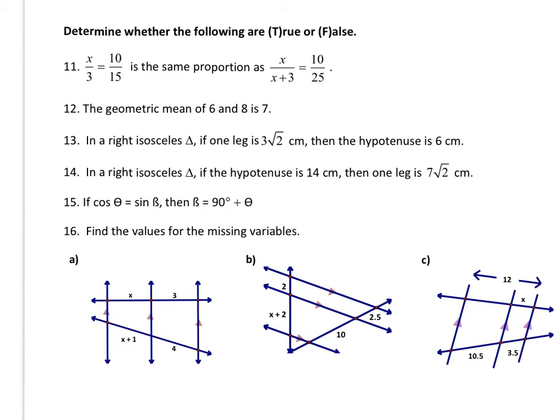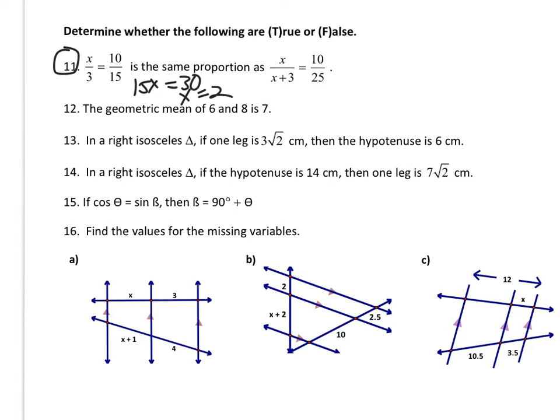11 through 15 are true and false questions. So what we want to do for question 11 here is to solve both equations and see if x is the same for both of them. If it is, then the proportions are the same and it's true. So if I cross multiply, I would get 15x equals 30. So then dividing by 15, x equals 2.